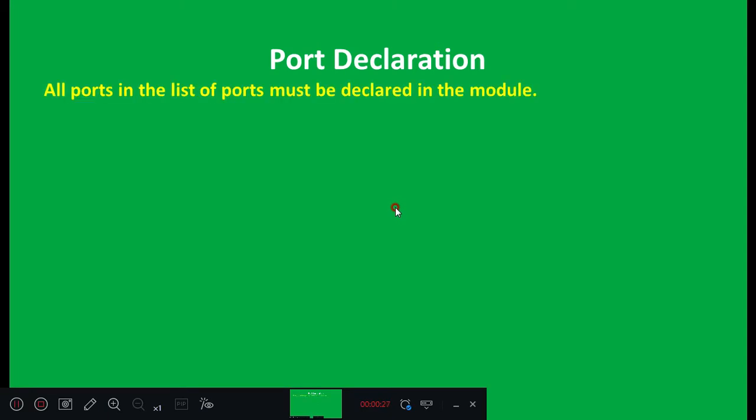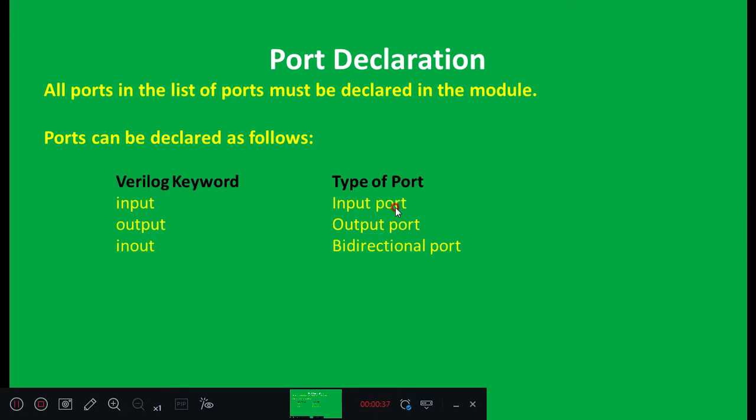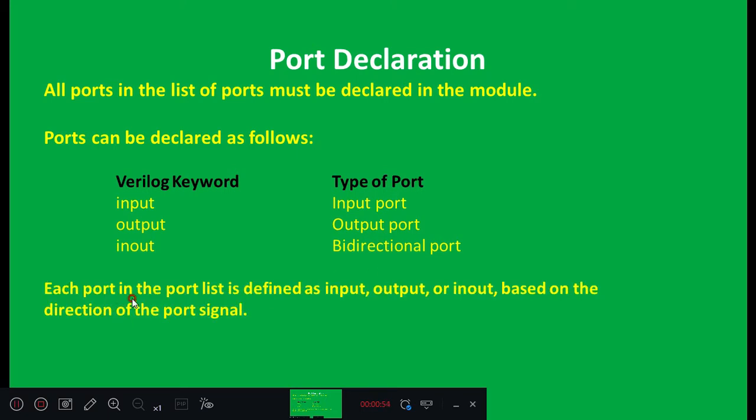All ports in the list of ports must be declared in the module. Ports can be declared as follows. You can declare ports as input, output or in-out. Input refers to input port, output refers to output port, in-out refers to bidirectional port. Each port in the port list is defined as input, output or in-out based on the direction of the port signal.